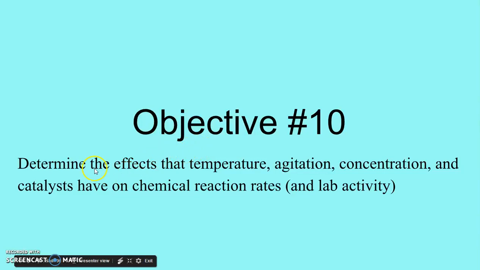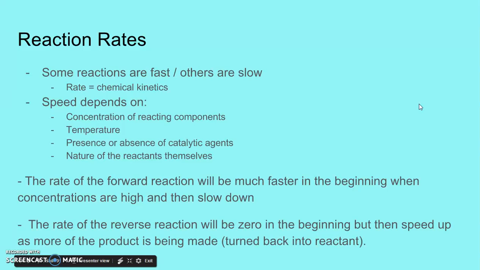So objective number 10 is to determine the effects that temperature, agitation, concentration, and catalyst can have on chemical reaction rates. Really, for this objective, the majority of it is going to be done during a lab activity. You are just going to compare what effects temperature, agitation, which would be stirring, concentration, and catalyst have on chemical reactions. So here's just a little background information for you. Some reactions occur fast, some occur slow. The rate is the chemical kinetics, and some reactions you can speed up, some you can slow down, some you really can't change that much. They just don't react very well.